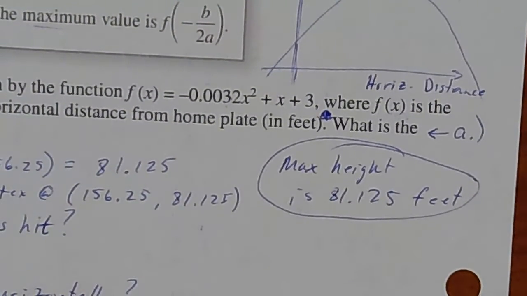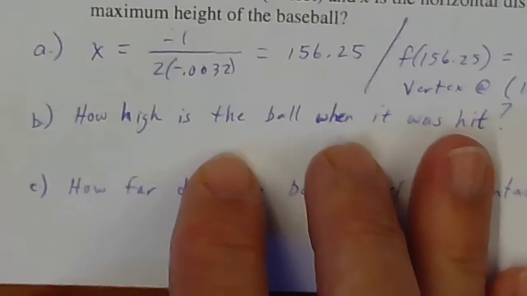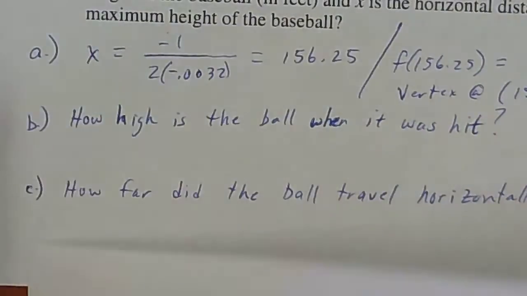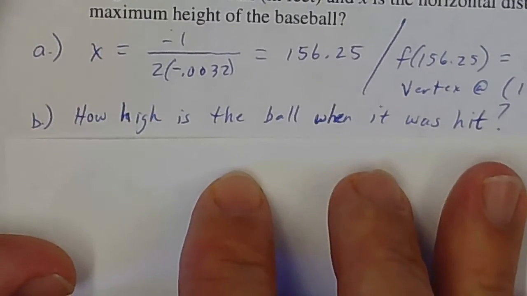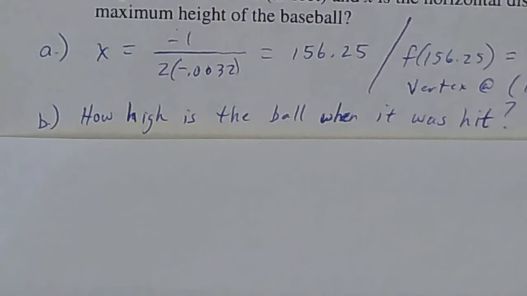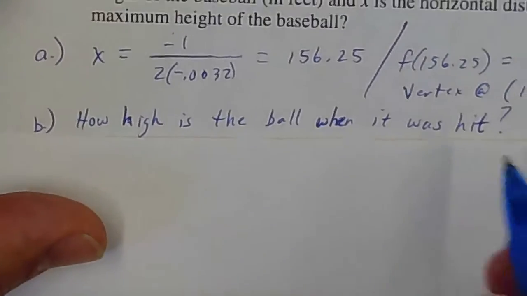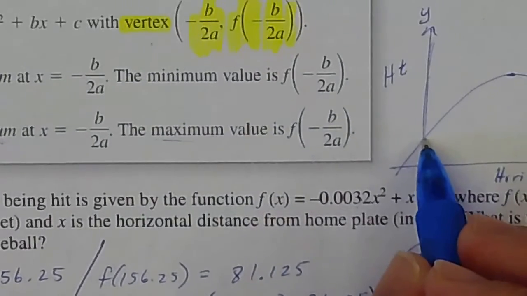Okay, I want you to add this for part B. How high is the ball when it was hit? Okay, two ways you could think about this. This is the moment of impact, right? Exactly when that ball was hit means it's the y-intercept.